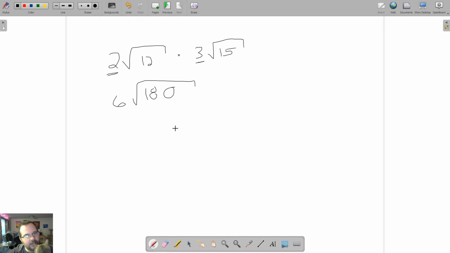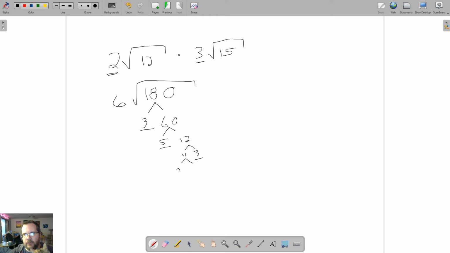Now, 180, I need to check to see if this will simplify any. So if I break this down, I'm going to say 180 is the same thing as 3 times 60. 3 is prime. 60, I'm going to break down into 5 and 12. 5 is prime. 12, I'm going to break down into 4 and 3. 3 is prime.